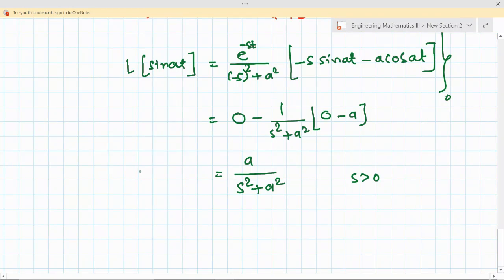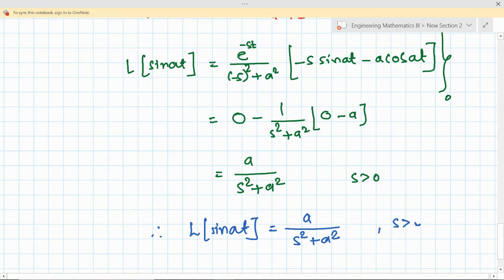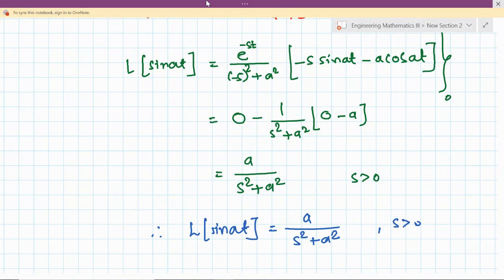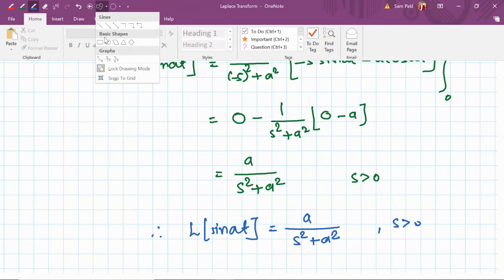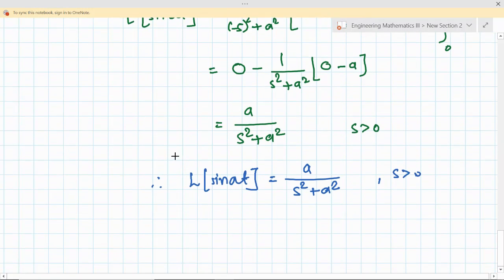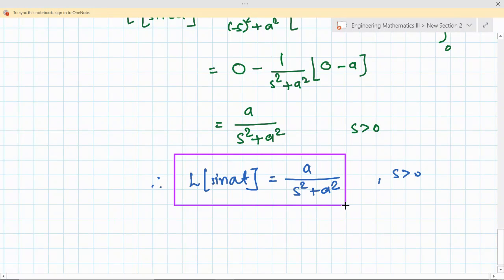So this is the Laplace of sine at, and therefore what? Therefore the Laplace transform of sine at is equal to what? a divided by s square plus a square, where s is greater than 0. Isn't it? So hope you understand this. This is the Laplace of sine at.